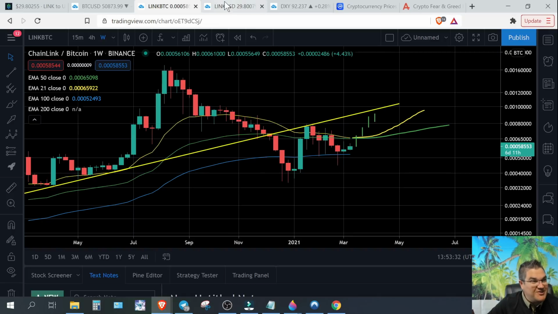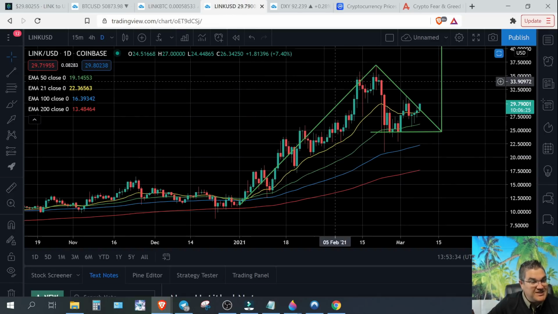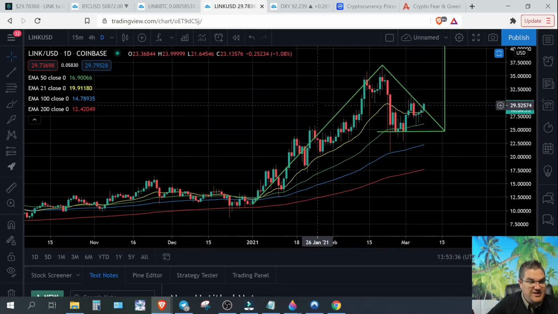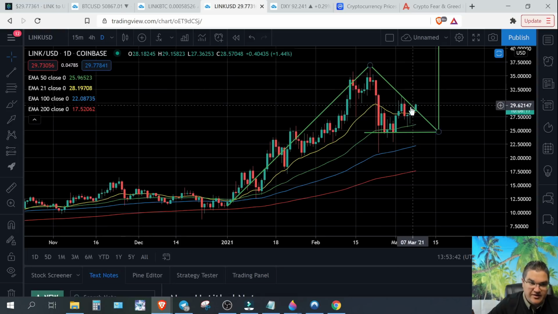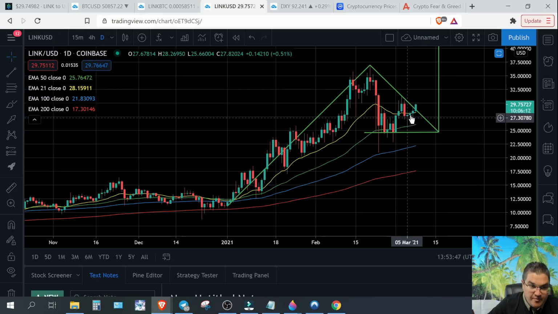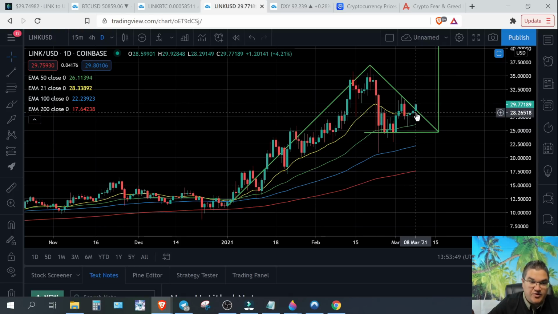So let's go over to Link on the US dollar. Now let's see what we got. This is a theoretical bull flag. This is not a bull flag yet. We have to confirm a breakout. This is on the daily chart against the US dollar. So we've got back above our 21-day. We're holding it as nice support right now.